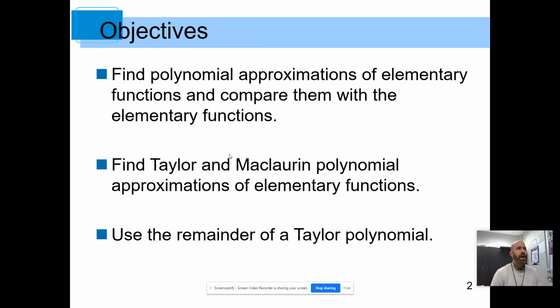So our main objective in this section is to find a polynomial approximation for the elementary functions and compare those with those elementary functions. We'd like to be able to find Taylor and Maclaurin polynomials, approximations for elementary functions, and we'd also like to use something called the remainder of a Taylor polynomial.